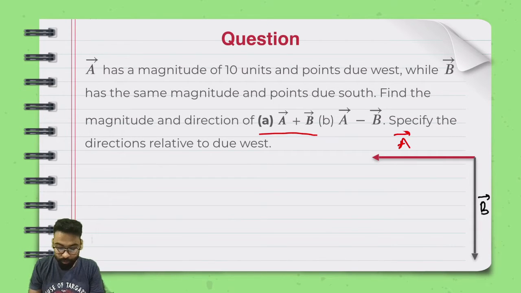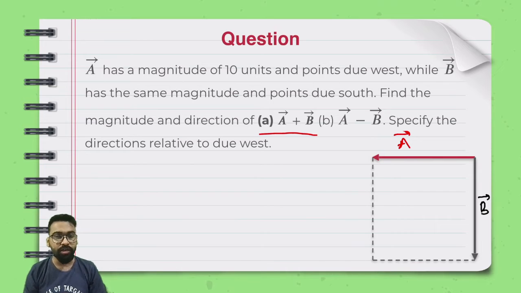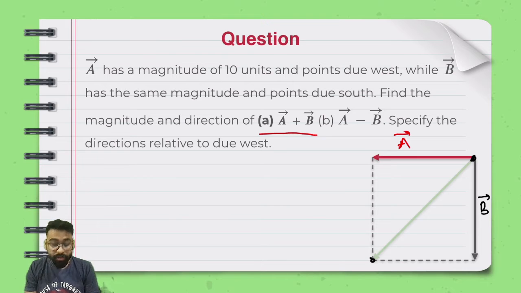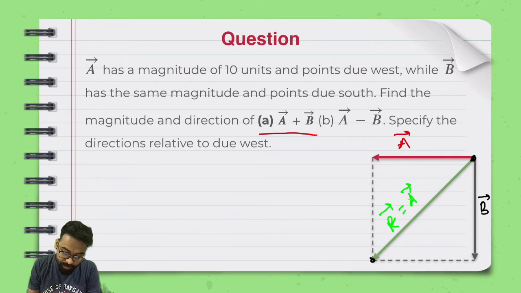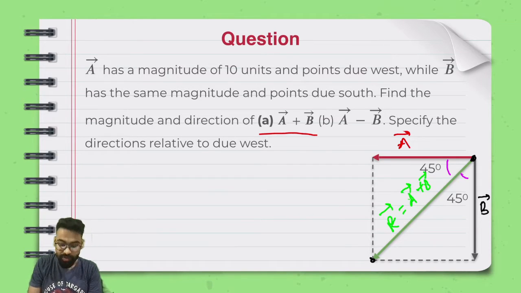So what do we have over there? We construct this parallelogram. In this case, it turns out to be a rectangle. And you will just join these 2 points, and you get this resultant. You can say this is the resultant that I can call A plus B. The next thing that I can say over here is that the two angles are going to be 45 degrees each, that is this one as well as this one.